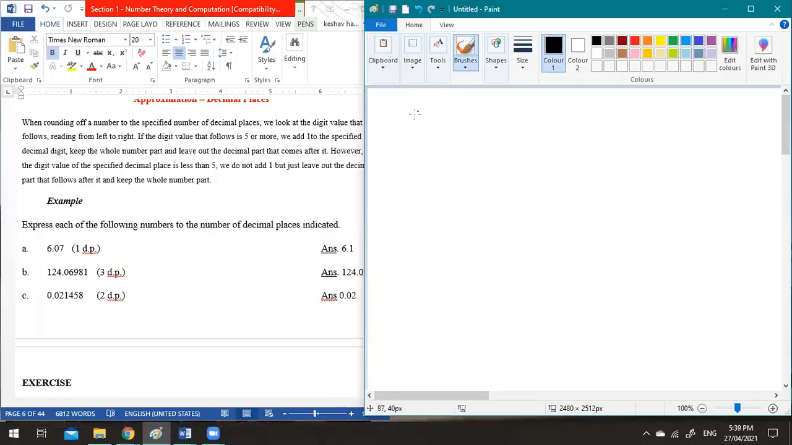So I'm going to do a couple of examples of approximation. So 6.07 to 1 decimal place, right? So the first decimal place is here. This is more than 5, so we add 1. 6.0, sorry, 6.1.